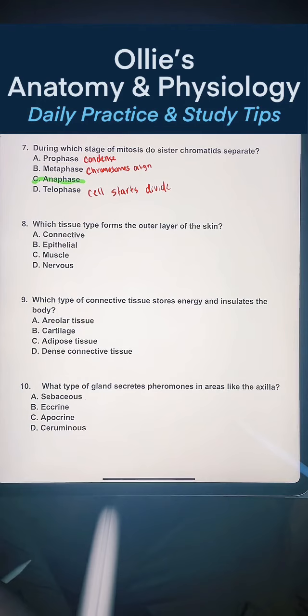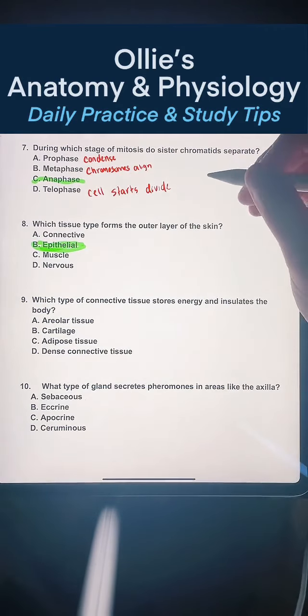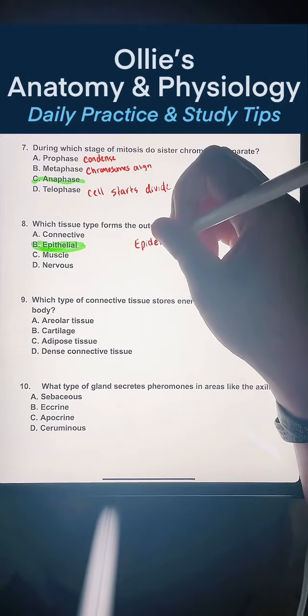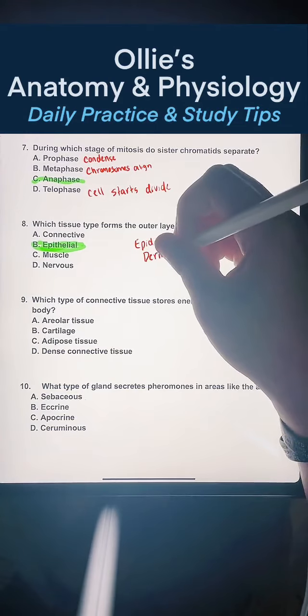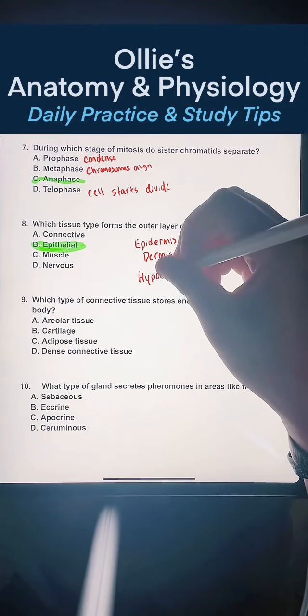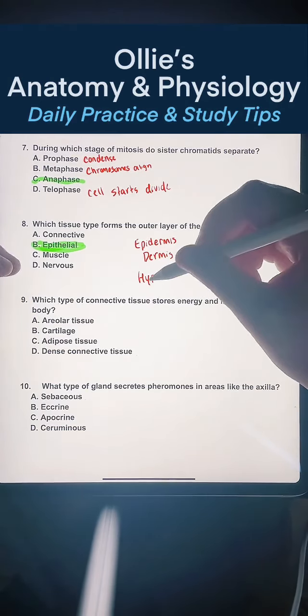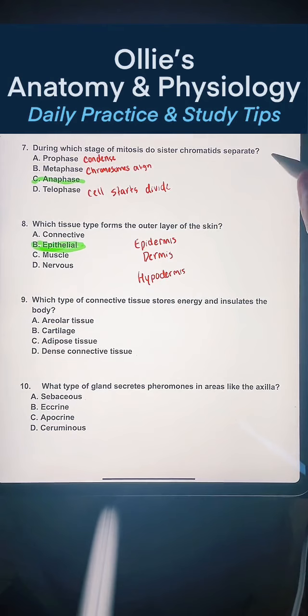Which tissue type forms the outer layer of the skin? What do we think it is? The answer is B, it is epithelial tissue. The epidermis is made of epithelial tissue. We have the epidermis, the dermis, and the hypodermis, or the subcutaneous layer. Epi means above, so this is above the dermis, the outer layer. Hypo means lower or below, so this is below the dermis. Connective tissue is more for supporting or protecting, muscle is for movement, and nervous is for signaling.